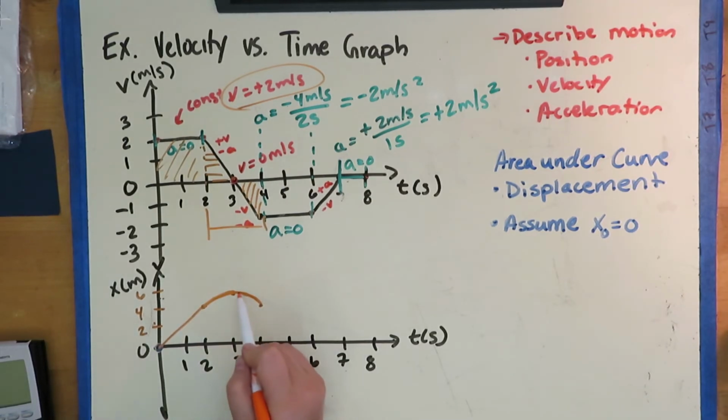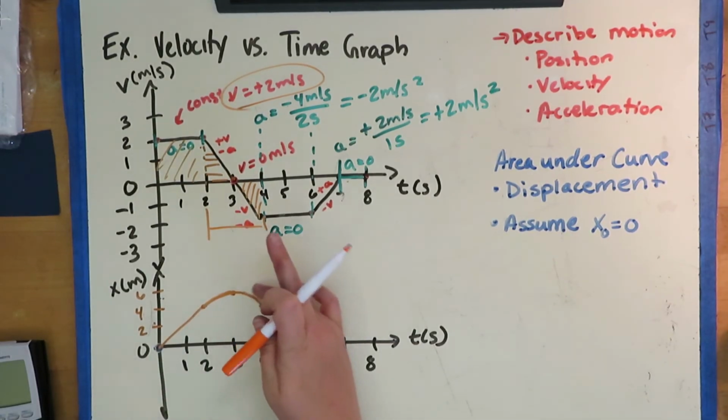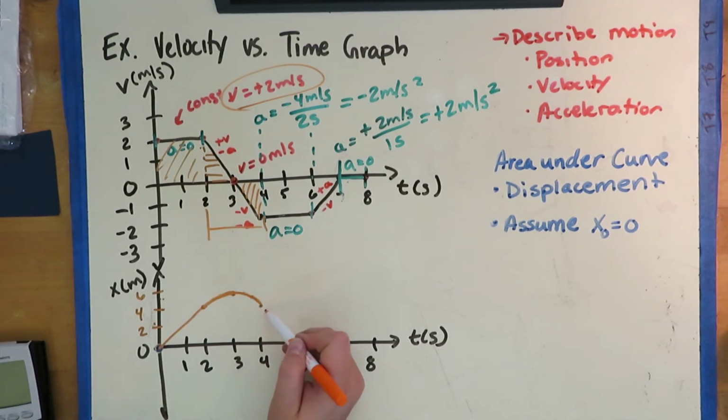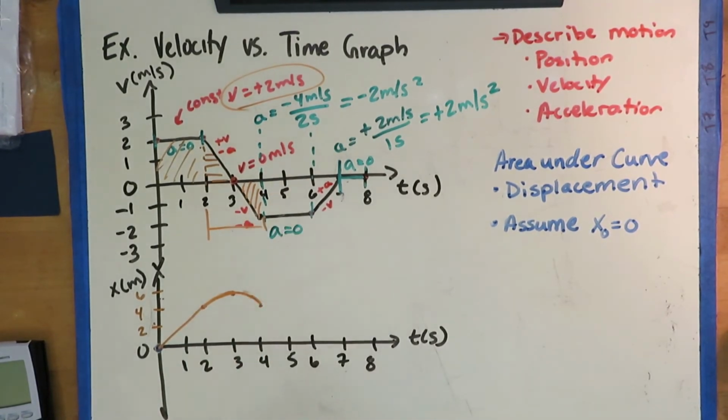Now on this side, I'm speeding up because I have an increasing slope on this side. So you can see that that represents speeding up from here. Speeding up in the negative direction because I have a negative slope, but it's getting steeper. And I'm back to 4 meters at this point.